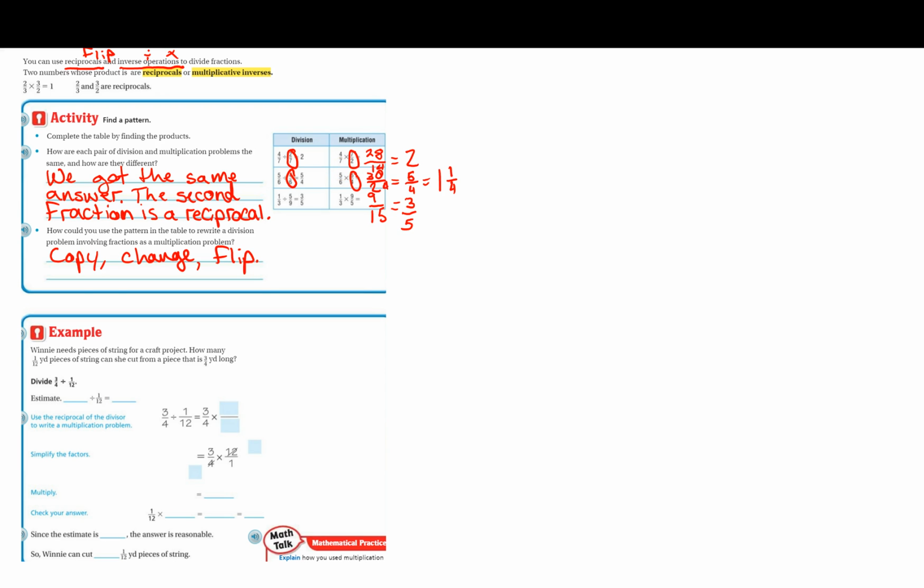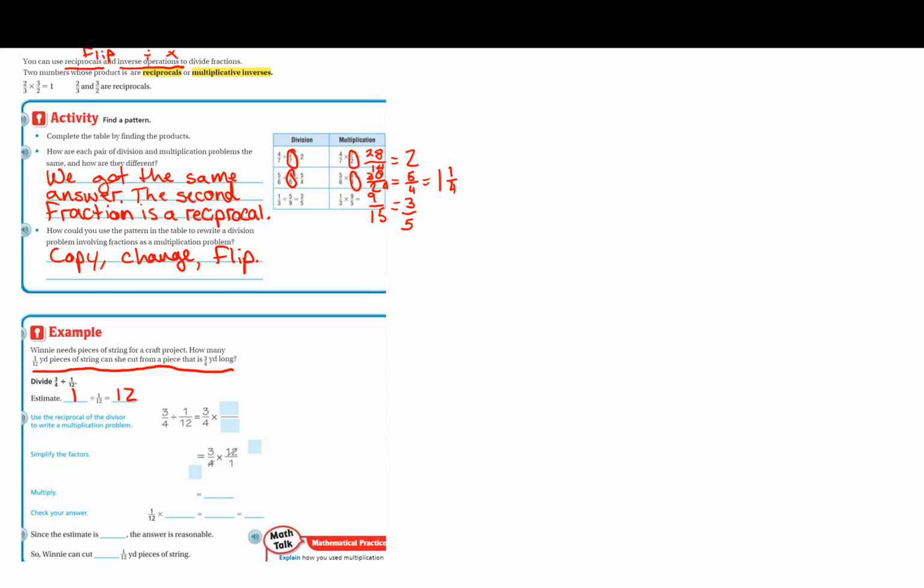All right, let's go down to the example below. Winnie needs pieces of string for a craft project. How many 1/12 yard pieces of string can she cut from a piece that is 3/4 yard long? Well, let's estimate. 3/4 is about 1. 1 times 12 is 12. They're going to get about 12. I know they're actually going to get less than 12 in the actual answer, but that should be a rough estimate.